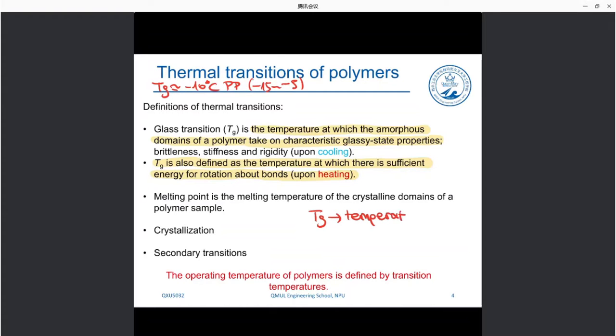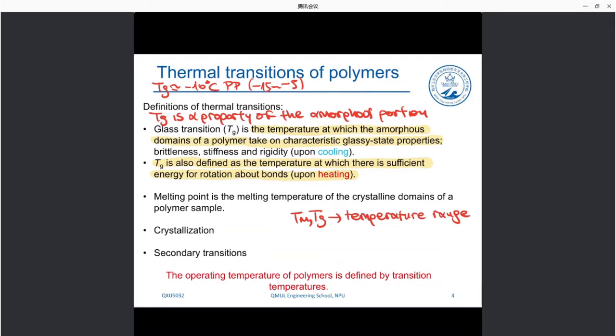The same applies for the melting point. And also, it's obvious that Tg is a property of the amorphous part. So whenever we observe something with regards to Tg, this has to do with the amorphous part of the structure of a polymer.